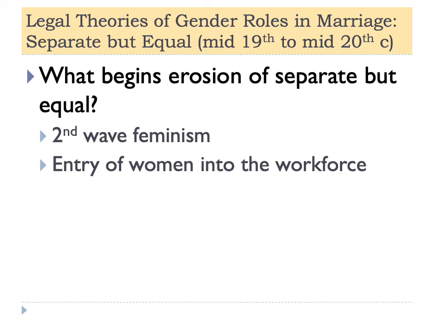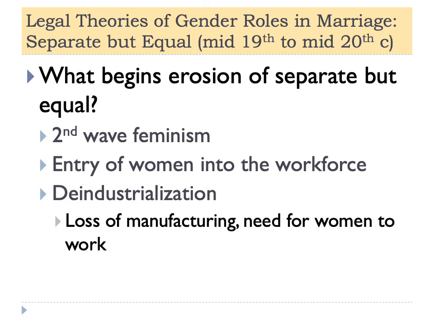Furthermore, there are economic changes as well. In the 1960s and 70s, in large part because of deindustrialization, we begin to see the loss of manufacturing jobs in the United States, moving overseas as we see the rise of a global international trade and economy. Men who worked in factories often lost their jobs as those jobs moved overseas. There was an increased need for women to be in the workforce.